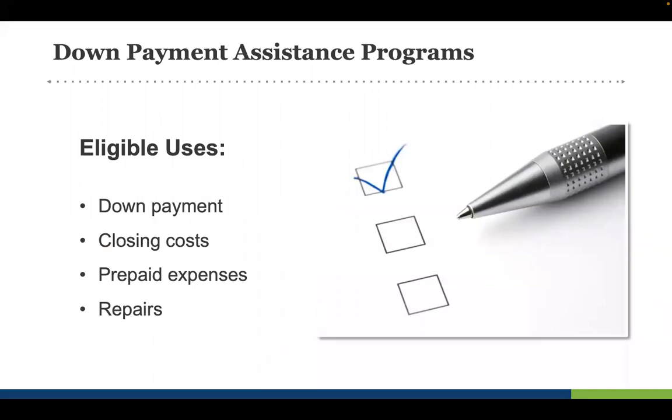Some fewer of these programs may allow their funds to be used to cover certain prepaid expenses. So, for example, prepaid interest. And then an even smaller few may allow their funds to be used for repairs or rehabilitation of a property. So, for example, making accessibility improvements. So those are the common eligible uses of these funds.